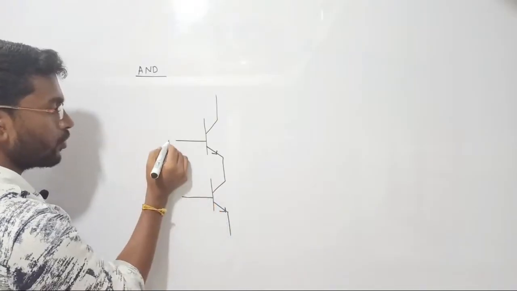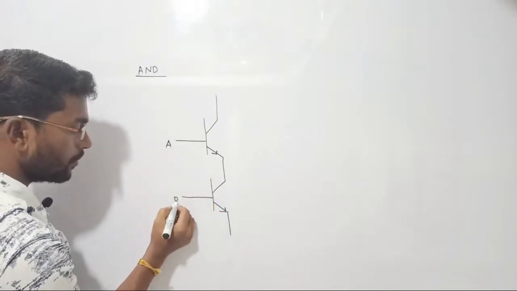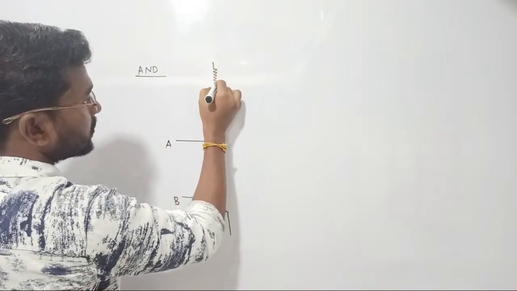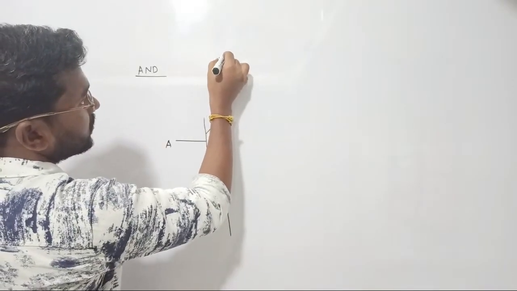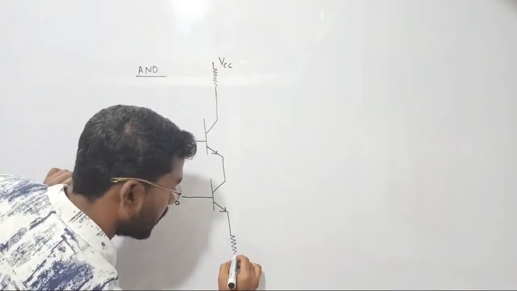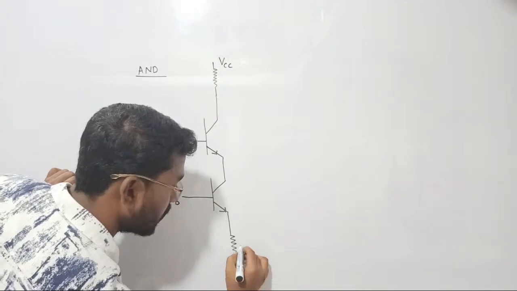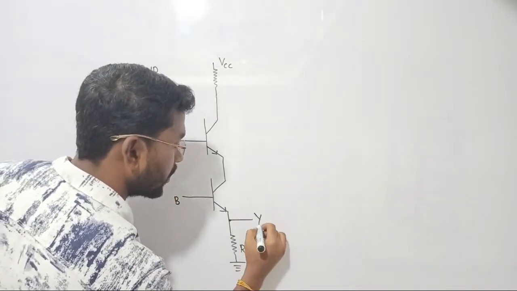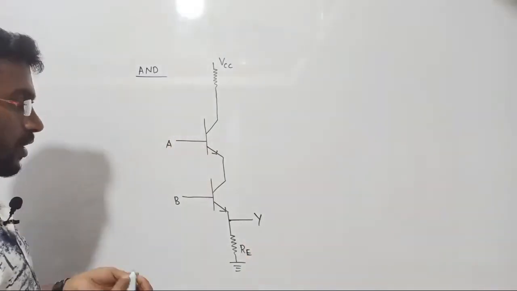So we have to provide 2 inputs A, B, right? Once again, I have to consider the collector resistance here. Yes, and this is going to be VCC, and here I am going to consider one more, the emitter resistance, and let me connect it with the ground. This is the emitter resistance, and this is the point where we are going to receive the output. Let us check what happens now.